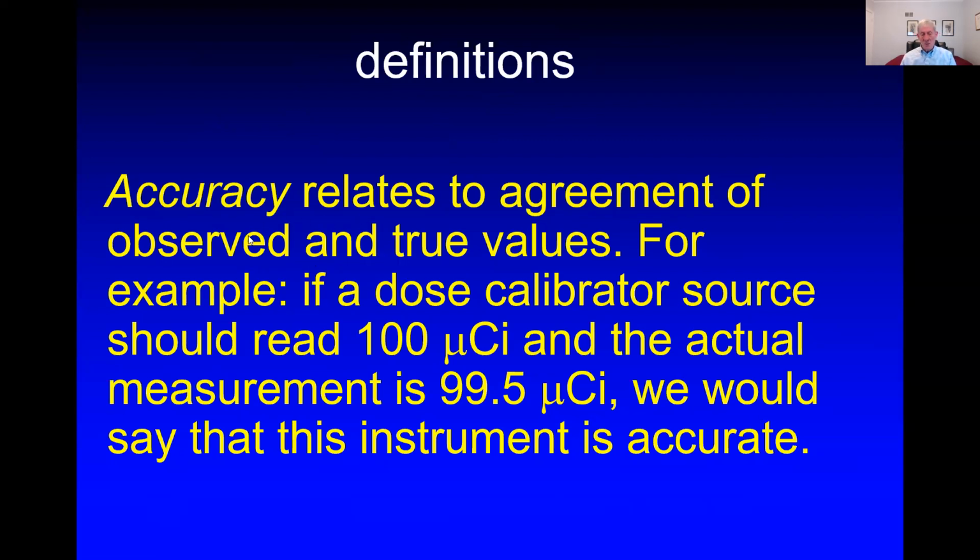Accuracy is the correlation between the observed and the true values. For example, you have a dose calibrator, you have a 100 microcurie source, put it in the calibrator, and you take a couple of readings and look at the values, and they come out to be 99.5. That is a very accurate calibrator. It should have given you a reading of 100. You got 99.5. You'd be lucky to get that close. So accuracy means that your measured value and your standard or calibrated value are equal. That's all that accuracy means. Did you get the correct answer?